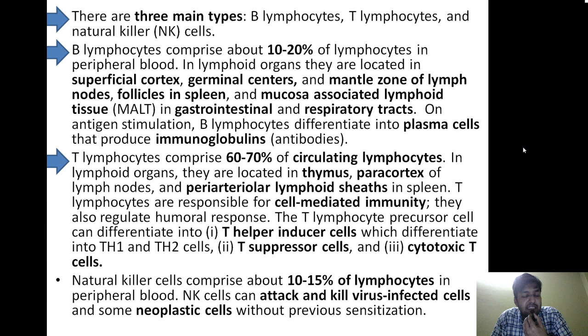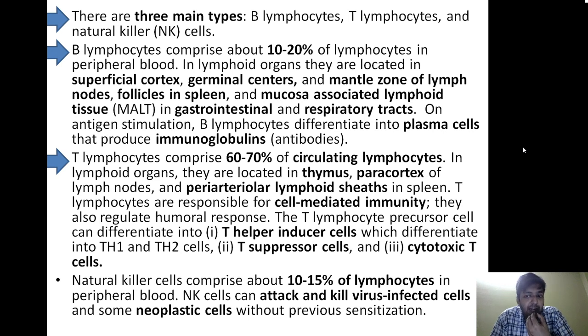Now T lymphocytes comprise 60 to 70% of the circulating lymphocytes. In lymphoid organs, they are located in the thymus, paracortex of the lymph node, and periarteriolar lymphoid sheath in the spleen. T lymphocytes are responsible for CMI, or cell mediated immunity. They also regulate the humoral response, that is the B cell response.